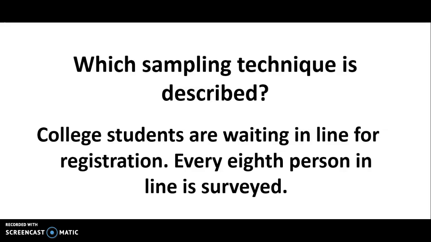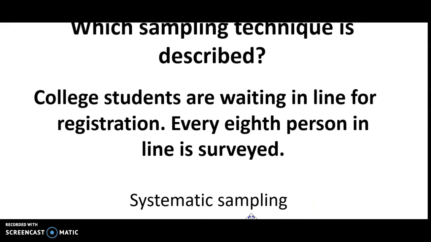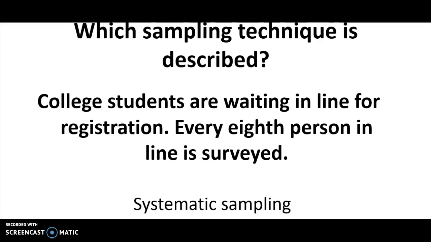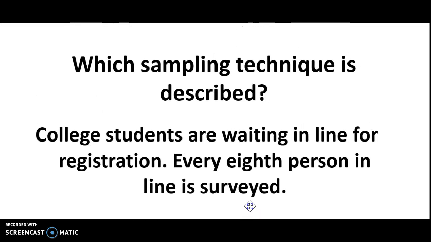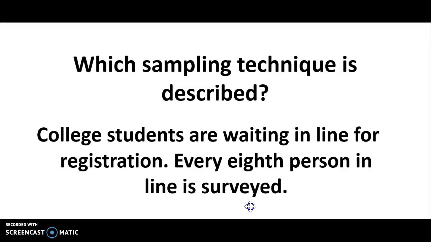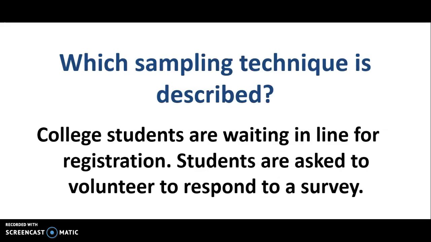Which sampling technique is described? College students are waiting in line for registration. Every 8th person in line is surveyed. Well, remember I said, how are you going to get college students to wait in line for registration? Well, I guess they have to, but are you going to get them in a nice line, or is it going to be kind of a wavy, curvy line? So it might be harder to do that. So that is known as systematic sampling, as you probably already saw before. It's a good method. If you can get them in line, it works. If you can't get them in line, well, then you got to do something else. So then that's not even an option. So just be aware of that.